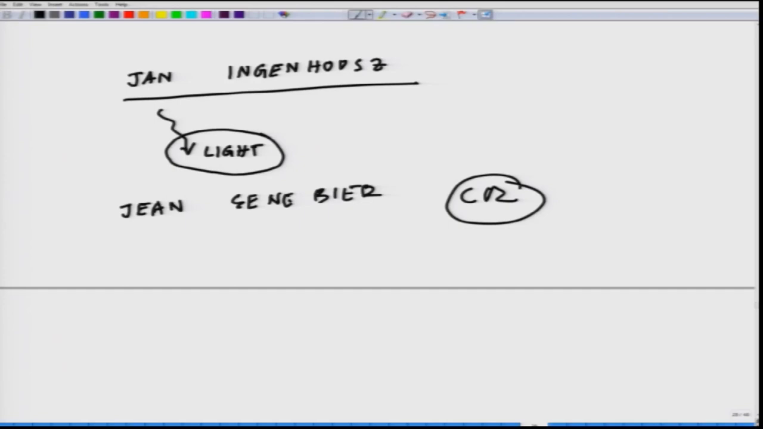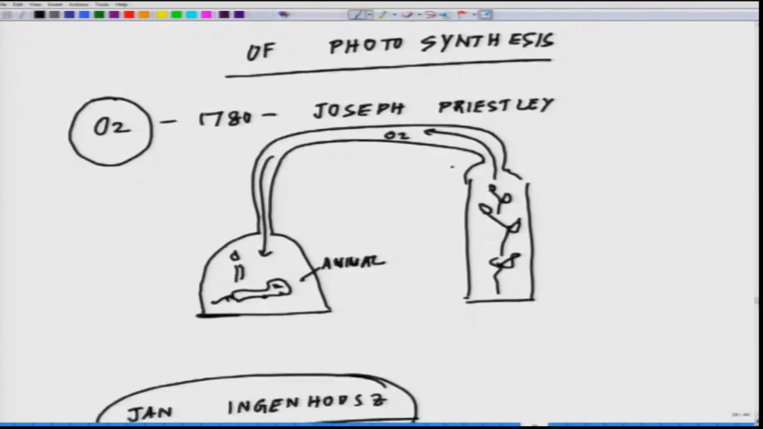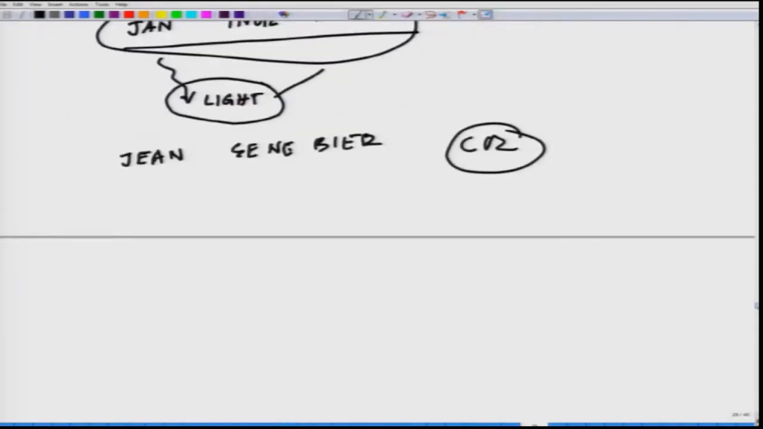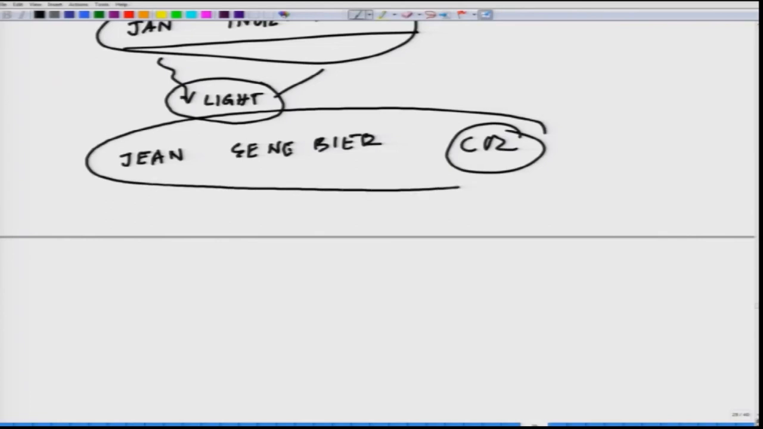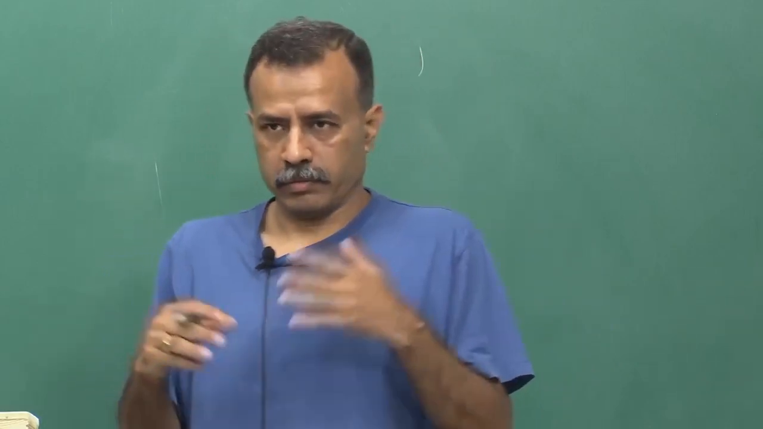So, now we have dealt with three different things. Ingenhousz showed the role of light, Priestley showed the evolution of oxygen, and Jean Senebier said that it is the carbon dioxide which is involved in it, okay. These are the three major contributions which were made very early, between the 1700s and 1800s.